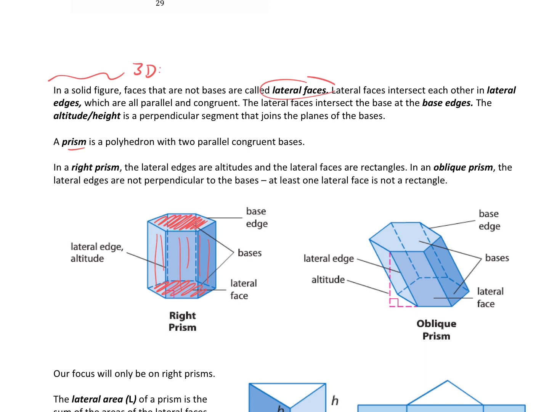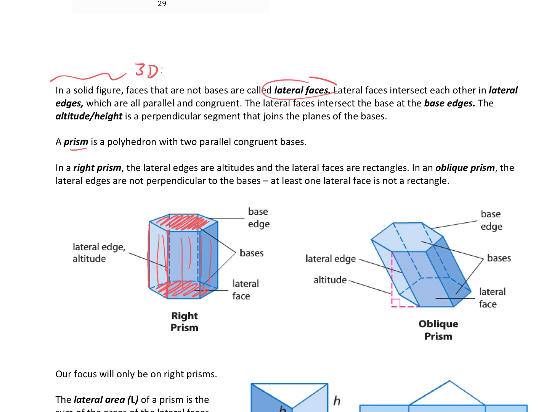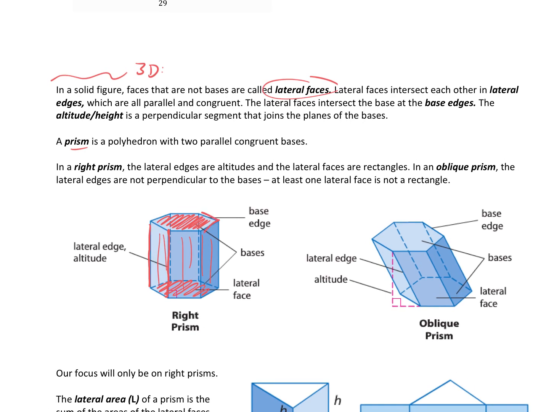And they have lateral edges. There'll be edges like this. These are the lateral edges. They're labeled in this picture. And base edges are the edges that come along the side like that. Those are lateral edges. So if I erase all my writing here, you probably see the labels better.